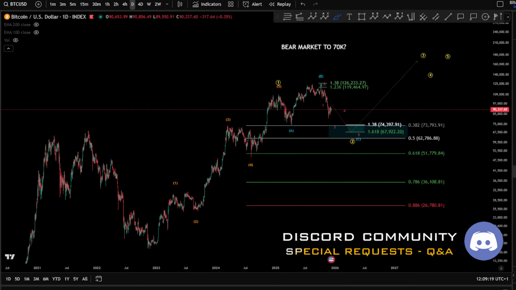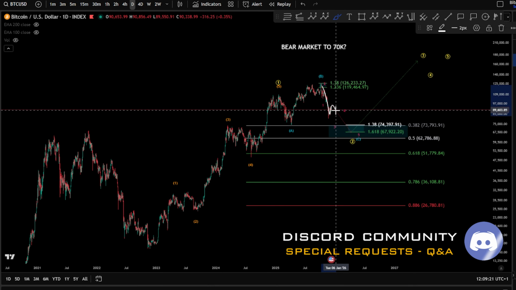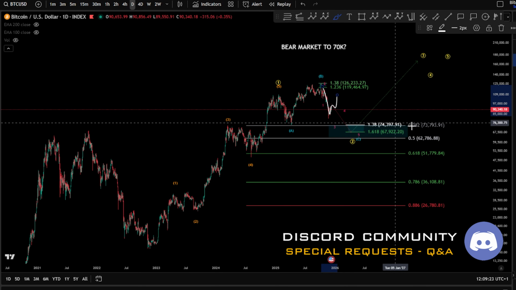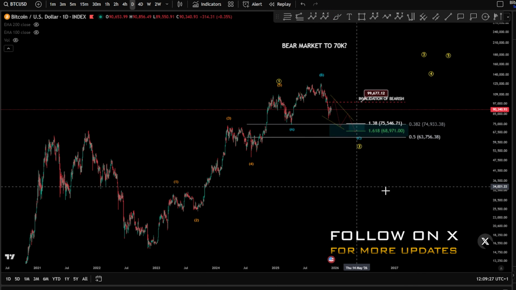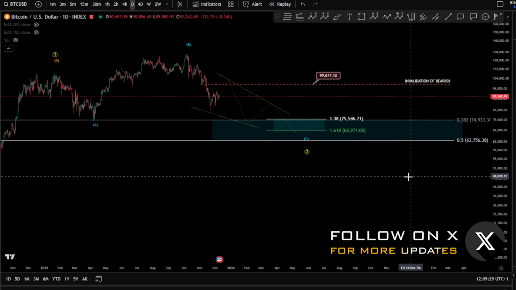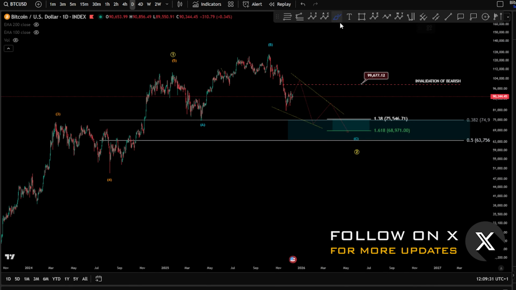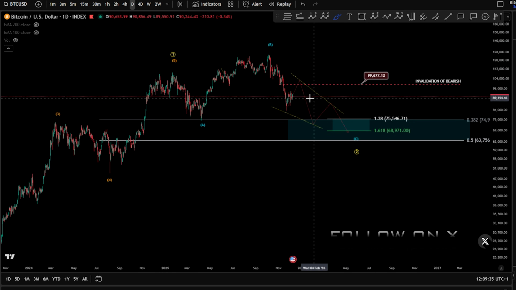Now, in case we get a change in psychology, as we mentioned here, and we see a push toward the upside for Bitcoin, some levels are required here to call a change of psychology, where we hit the 99K 677.